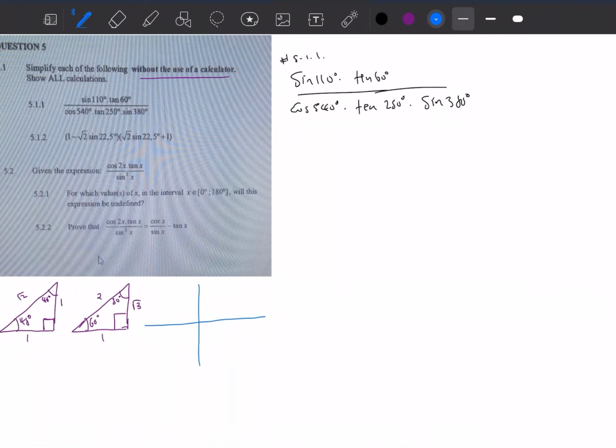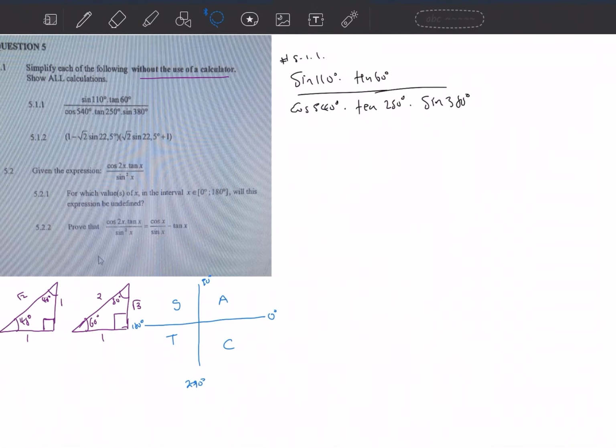So we call it a CAST diagram, meaning in the first quadrant all trigonometric functions are positive. In the second quadrant, only sine is positive. In the third quadrant, only tan is positive. In the fourth quadrant, only cos is positive. When you're talking about the CAST diagram, we're talking about that. So the first quadrant is between 0 and 90 degrees. The second quadrant is between 90 and 180 degrees. The third quadrant is between 180 and 270 degrees.